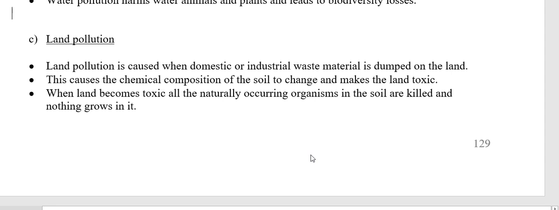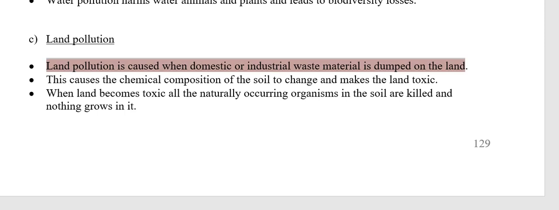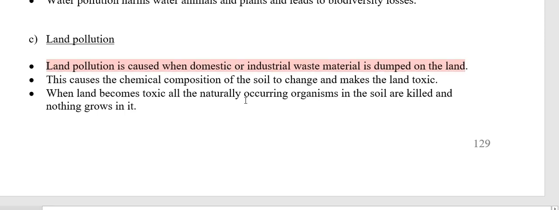Right, in terms of land pollution, okay, there's your definition. The first dotted key, now you highlight that. Okay, what is land pollution? Land pollution is going to happen when any waste material, whether it's domestic waste, household waste, municipal waste, or industrial waste from businesses, is dumped onto the land. All right. So when you throw your papers on the field, that is land pollution.